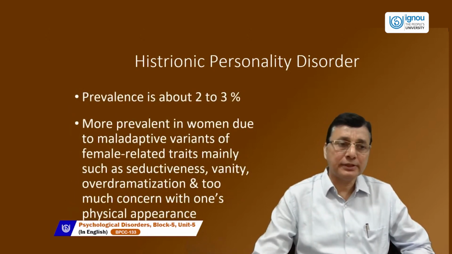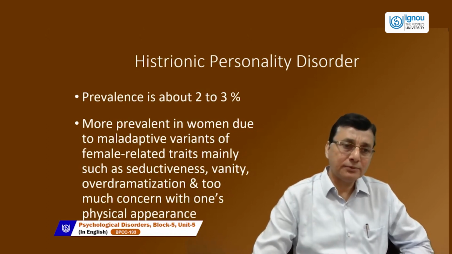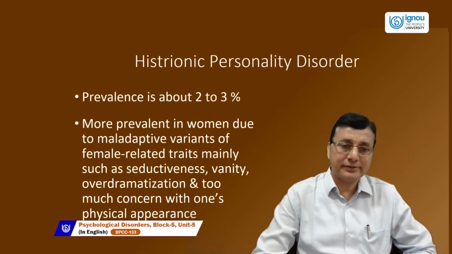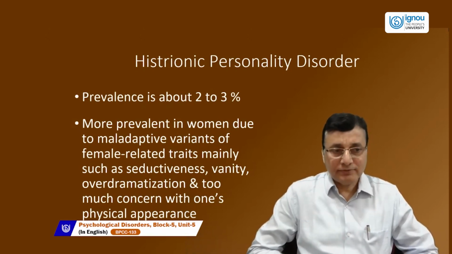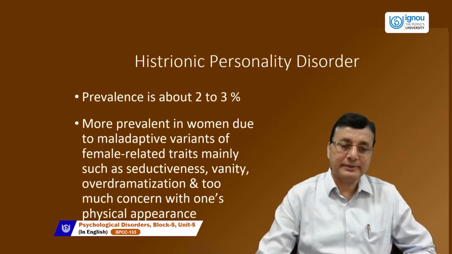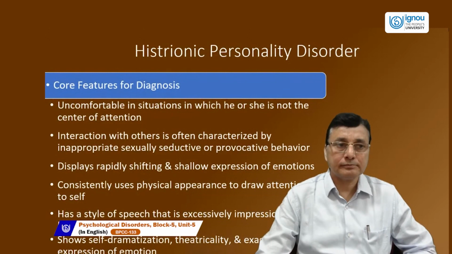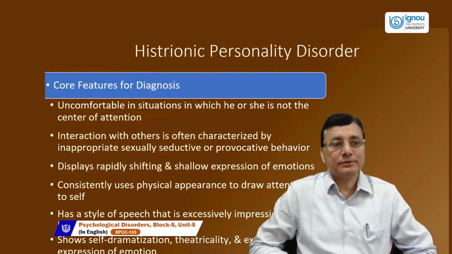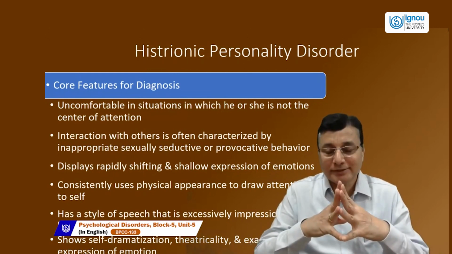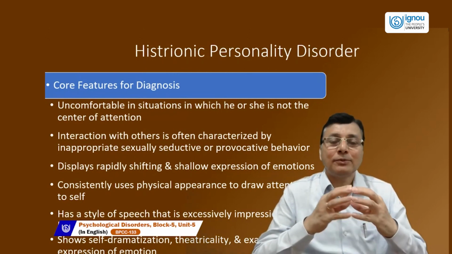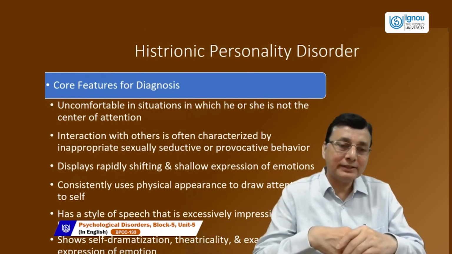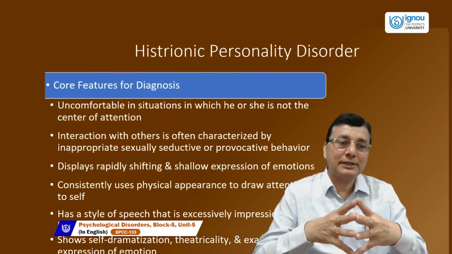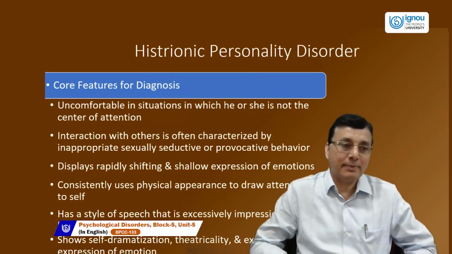Prevalence is again about 2 to 3%, more prevalent in women due to maladaptive variants of female-related traits, mainly such as seductiveness, vanity, over-dramatization, and too much concern with one's physical appearance. So the core features of diagnosis are being uncomfortable in situations in which he or she is not in the center of attention. So histrionic personality disorder people, they always want to remain in the center of attention. When they find themselves not in the center of attention, they feel uncomfortable.